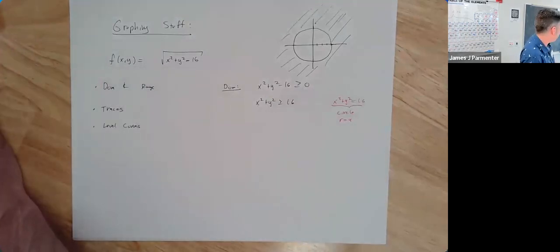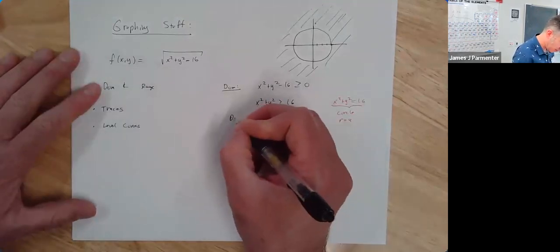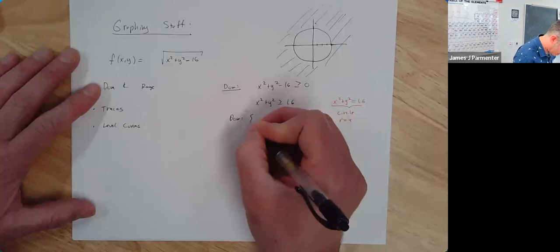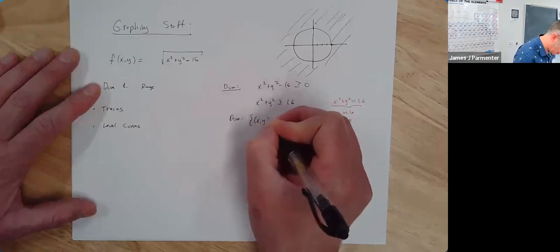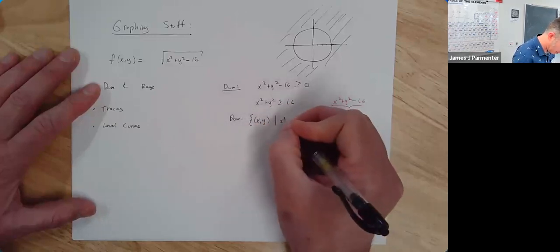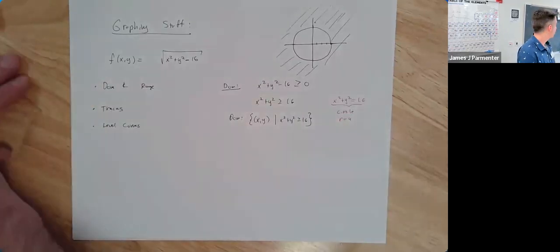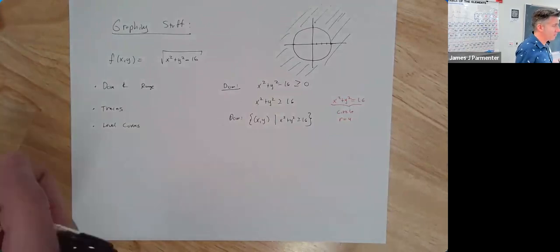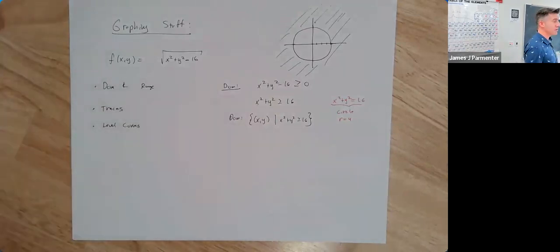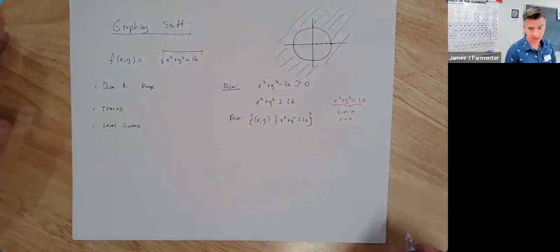If they just said find the domain, the answer I would write is that the domain is the set containing all points x and y such that x squared plus y squared is bigger than or equal to 16. There's really nothing else we can write for the domain. That's why it's a much more interesting question to ask you to graph the domain in the xy plane. That's what I would ask if I was writing the test.